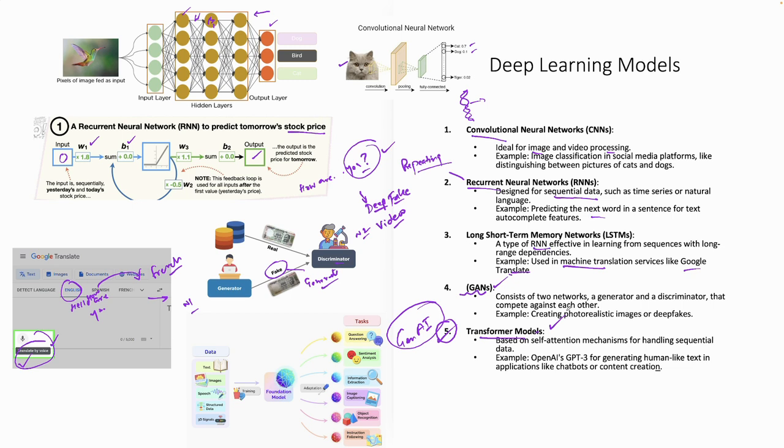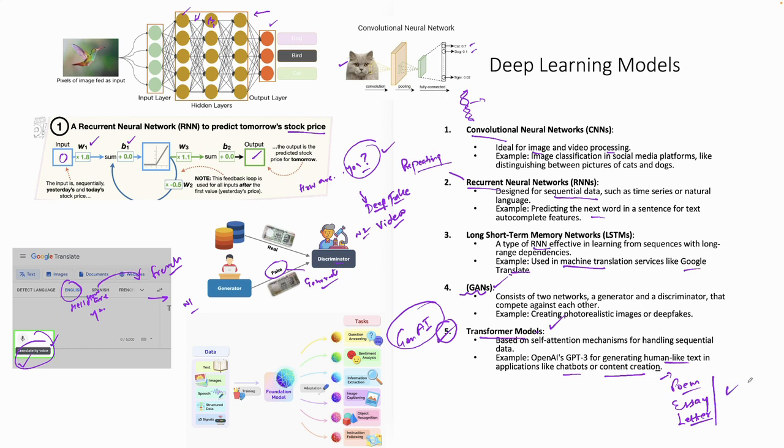For the moment, you can think of the best example as OpenAI's GPT-3, right? You all know about ChatGPT. So GPT-3 is for generating human-like text in applications like chatbots or content creation. Simple: if you have to write a poem, an essay, or a letter, all these use the transformer models within GPT.